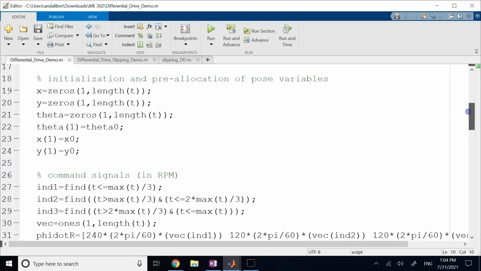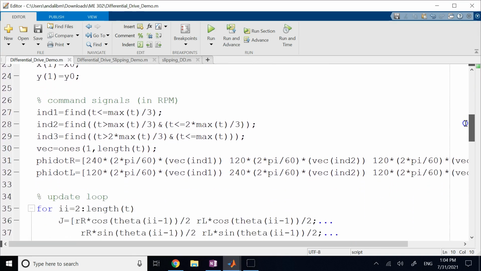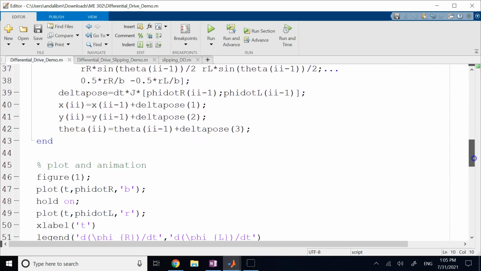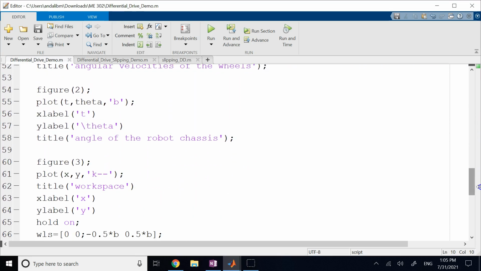I pre-allocate my pose, start them at the initial value, and then I divide my motion into 3 parts. In the first part, the right tire goes faster, 240 RPM, versus the left that is 120 RPM. In the second part, the right goes slower, the left goes faster, so right is 120, left is 240. In the last part, they both go the same amount. And here, my command is changing, my phi dots are changing versus time in general. And here I do an animation.